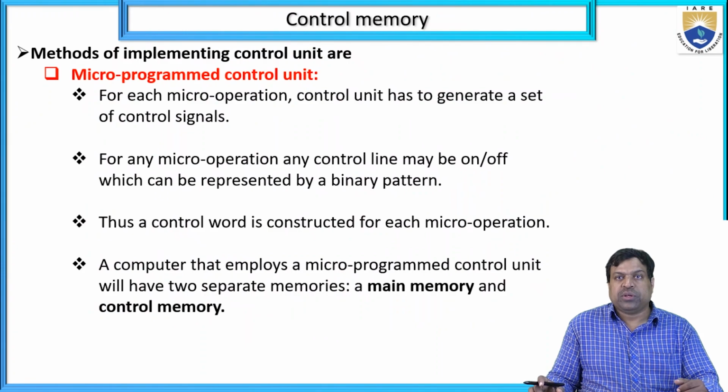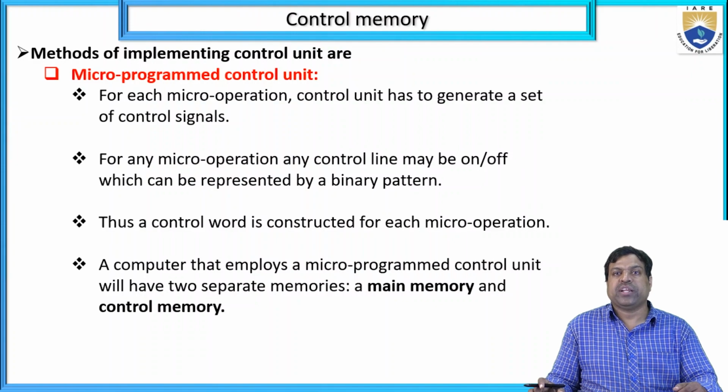And in the microprogrammed control unit, for each micro operation the control unit has to generate a set of control signals. For any micro operation, a control line may be on or off, which can be represented by a binary pattern.